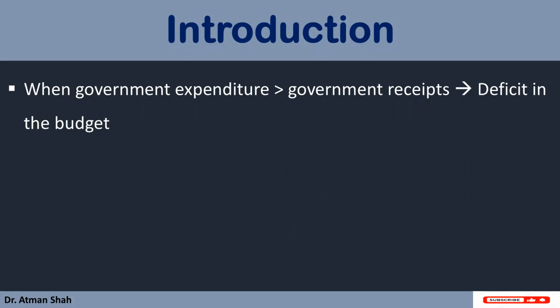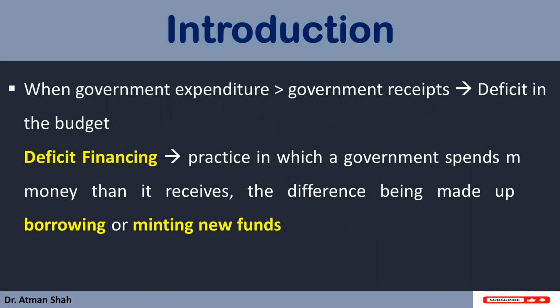Let's start with the idea of deficit financing. When government expenditure is higher than government receipts, we have a deficit in the budget. So deficit financing is the practice in which a government spends more money than it receives, and this difference is made up by borrowing or minting new funds.